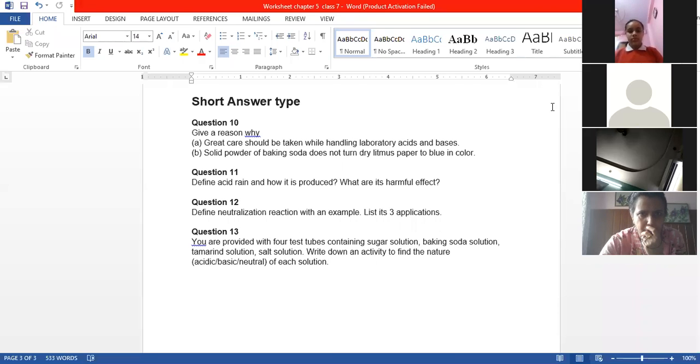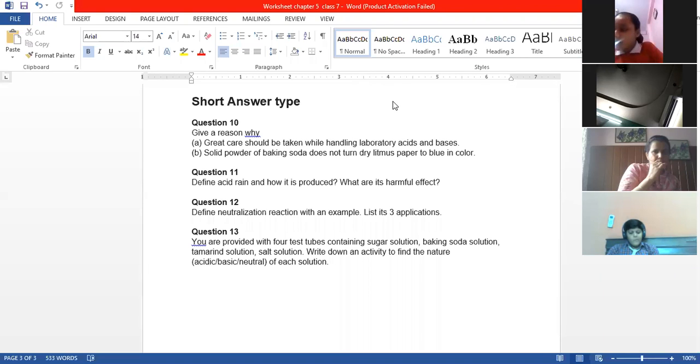Okay, Kavya, give. Great care should be taken while handling laboratory acids and bases because these are corrosive in nature, irritating and harmful to skin. They can damage our skin as well. Very good. So I think everybody has got the answer.